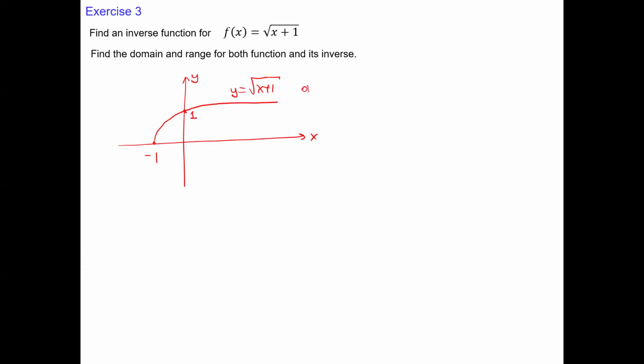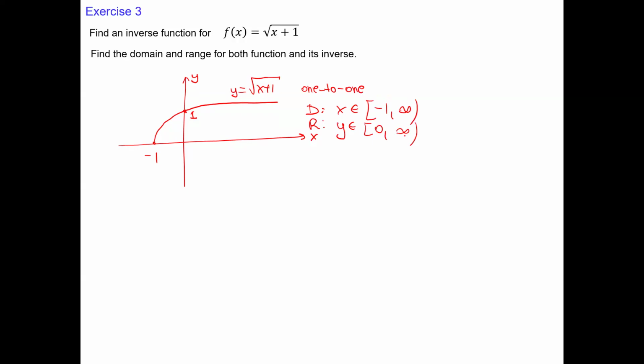Okay, that means the function is one-to-one. Let's actually state the domain. Domain of the function is from -1 to infinity. And range, we can see the function is just placed above the x-axis because it is defined as a positive square root, never negative.